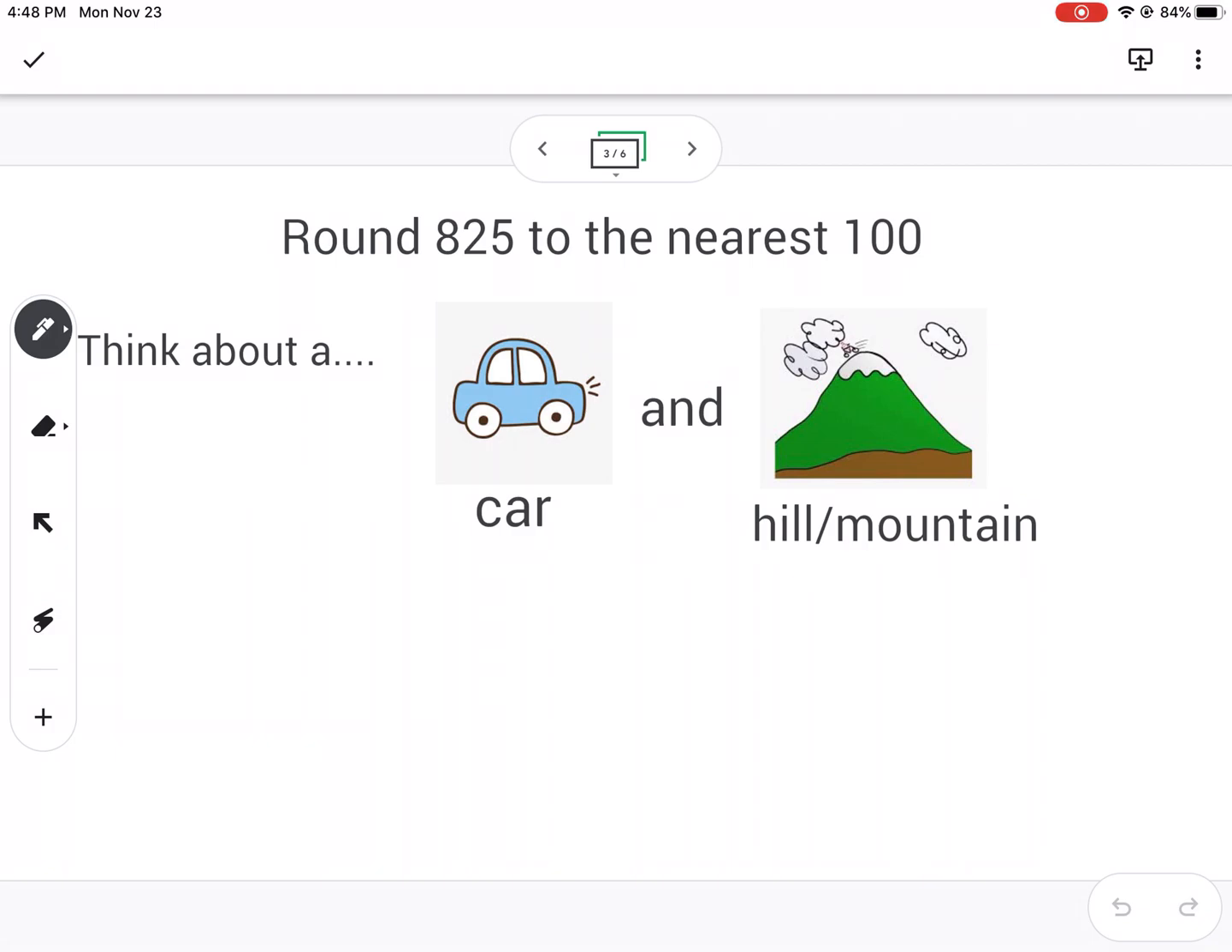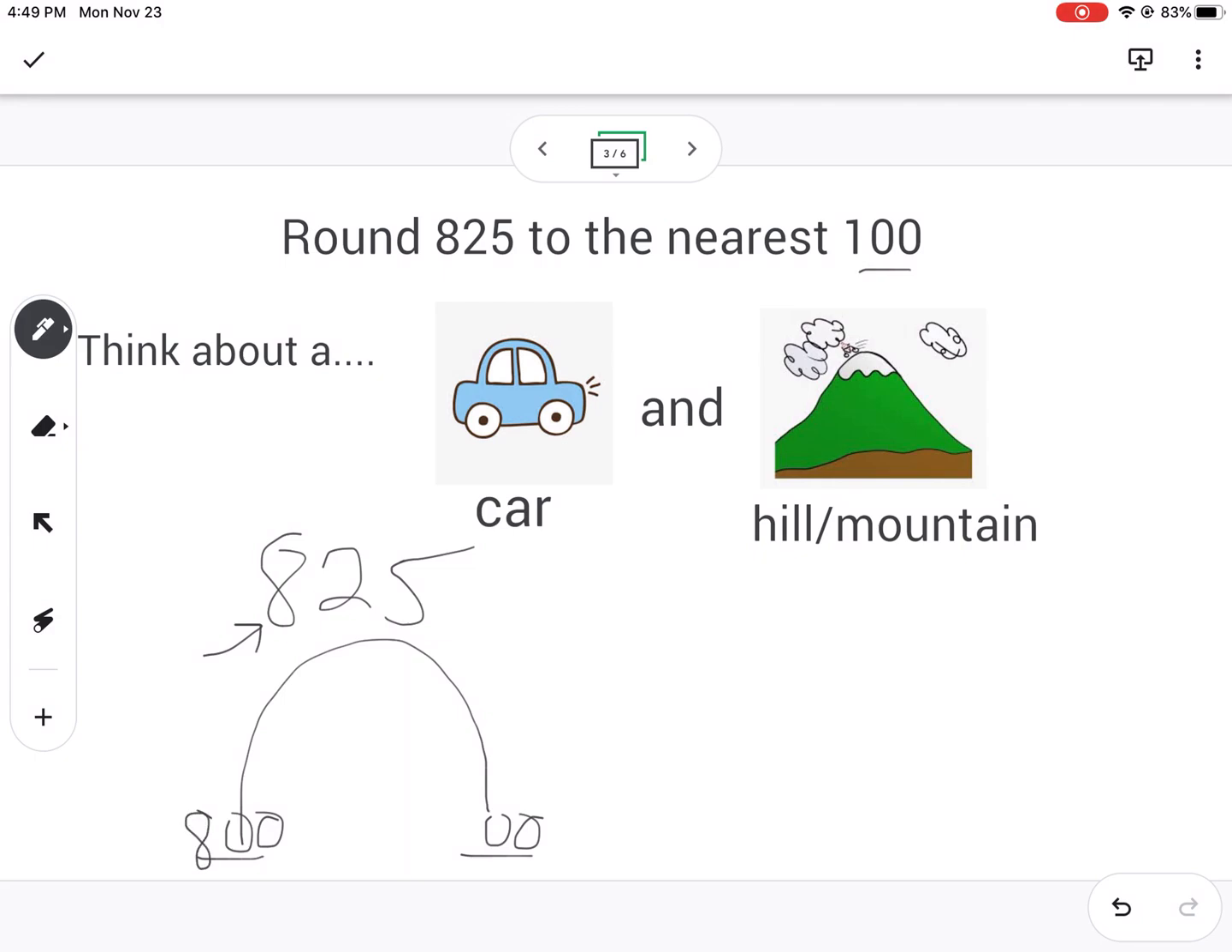Round 825 to the nearest 100 again. So I got my car and my hill. Let's put up 825. And here's my hill. So which two friendly hundreds? Again, it's going to end in 0, 0. So you can actually put those zeros there. And then this first 100 gives you your idea of where it's going to start, which is 800. Jumping 100, you're at 900. And in between 800 and 900 is 850.